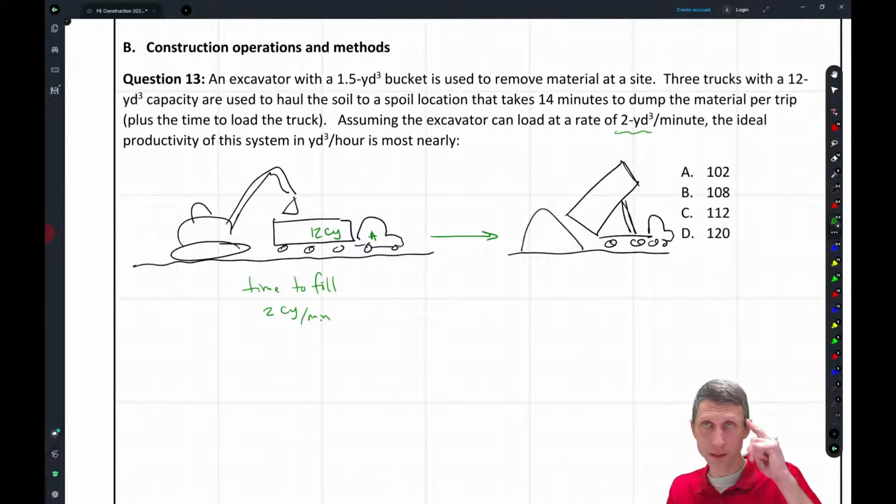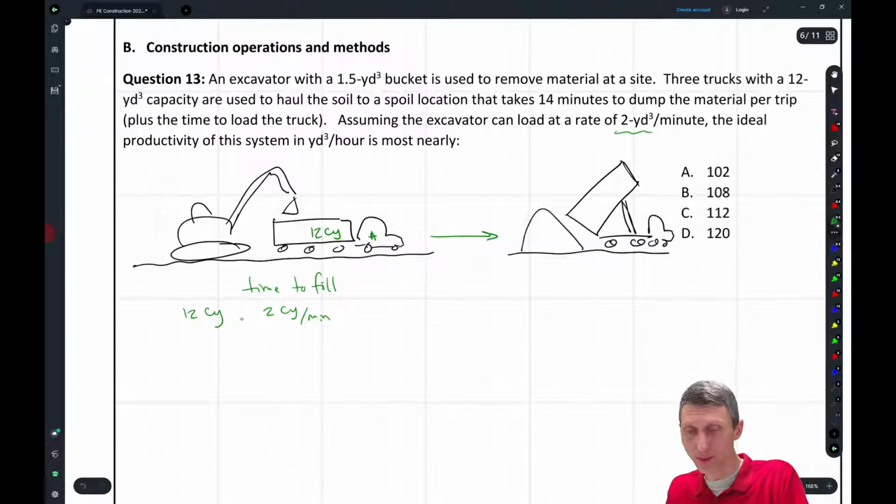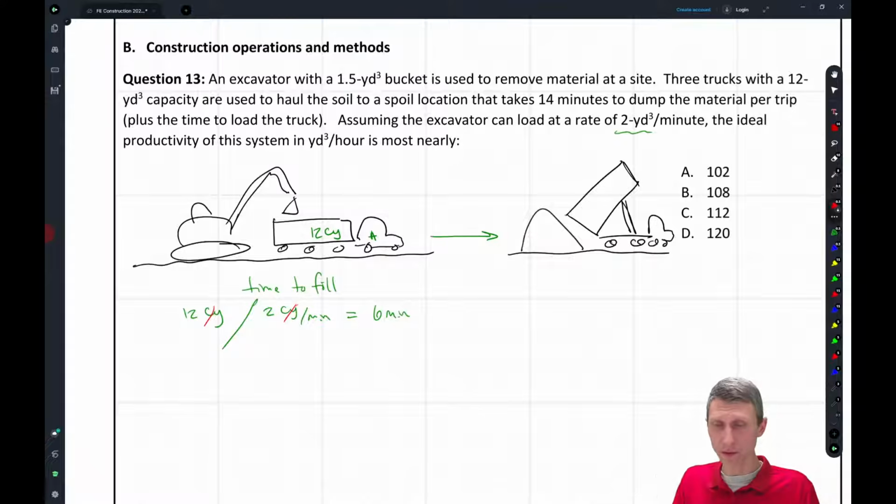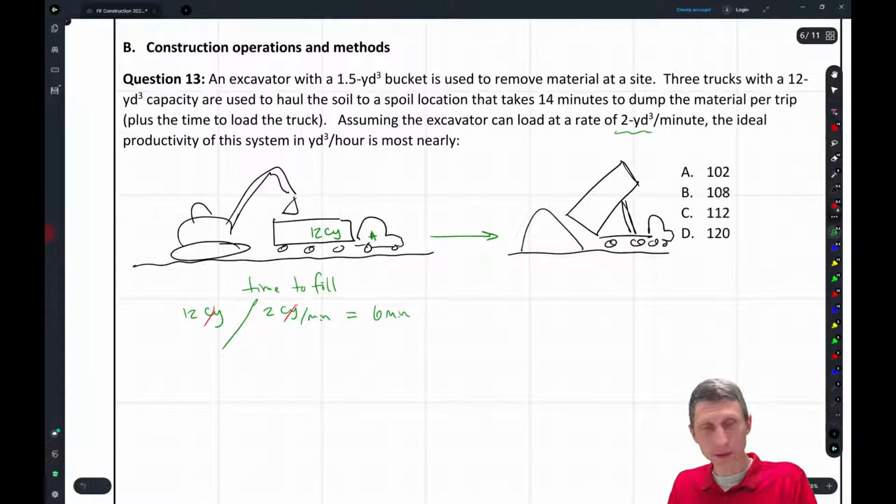Okay, so let's stop here. How long does it take to fill 12 yards? If it's 2 cubic yards per minute, we have 12 cubic yards, and we divide by 2 cubic yards per minute. How long is that going to take? It's going to take 6 minutes. So 6 minutes to fill a truck. Makes sense? 12 yards, a big bucket. We're going to fill it, and then what's going to happen? It's going to take some time to dump and return.